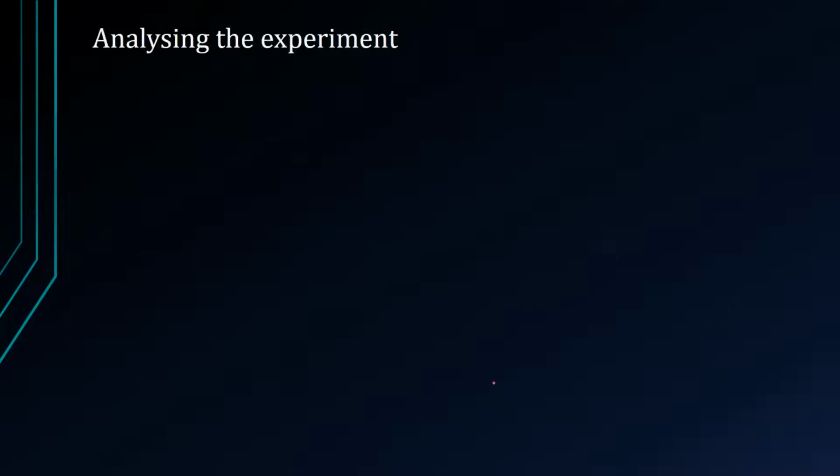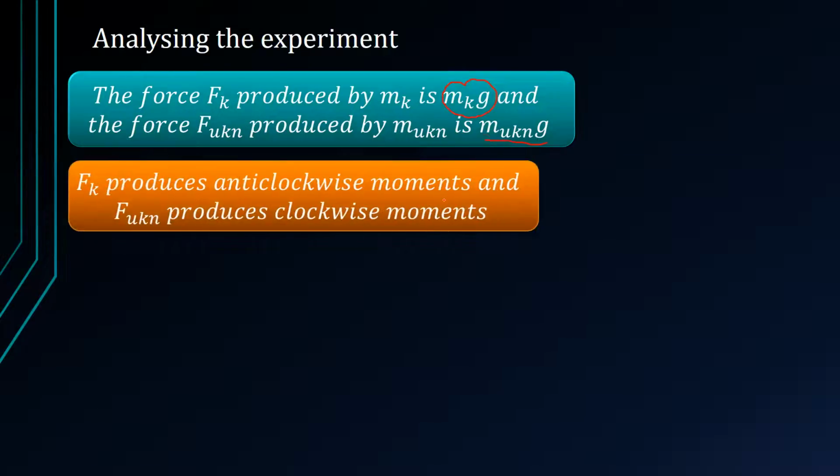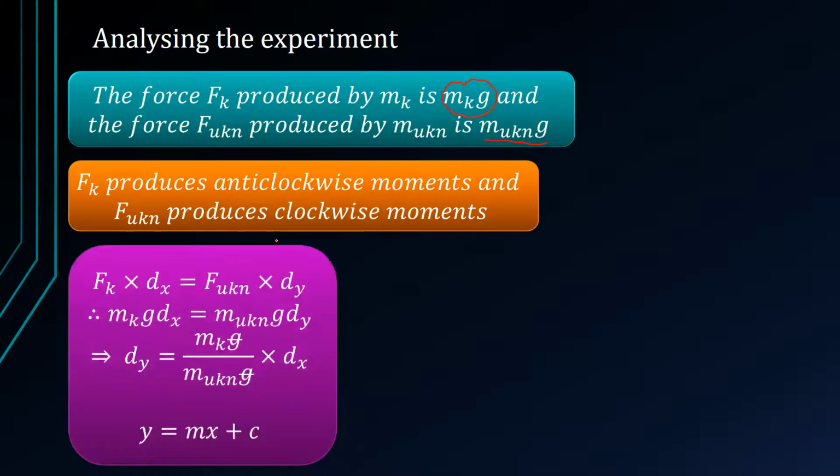So now we're going to analyze the experiment. First off, the force Fk produced by the mass Mk is equal to Mk times g. This comes from the weight of a body that you already learned about. The force Fukn produced by the mass Mukn is given by Mukn times g. Again, the same equation, W equals m times g. Next, the force Fk produces anticlockwise moments and Fukn produces clockwise moments, so they are balanced on either side of the equation that we will develop using the principle of moments.